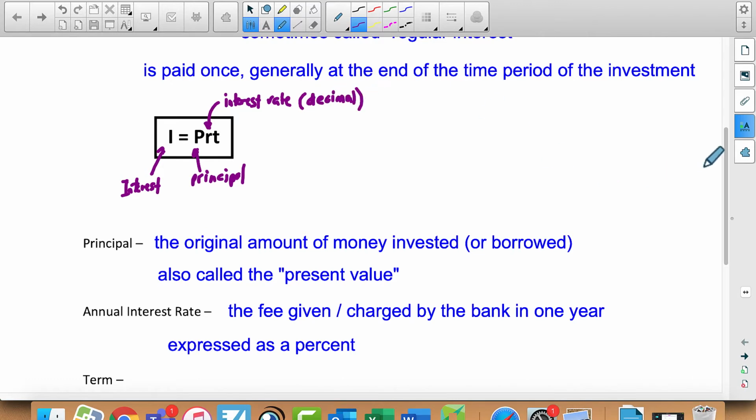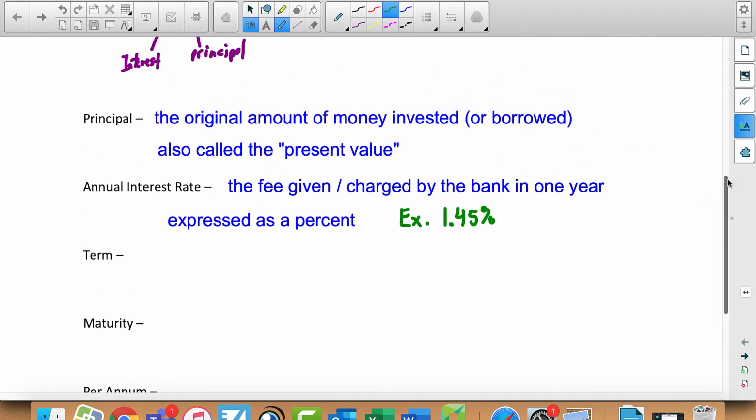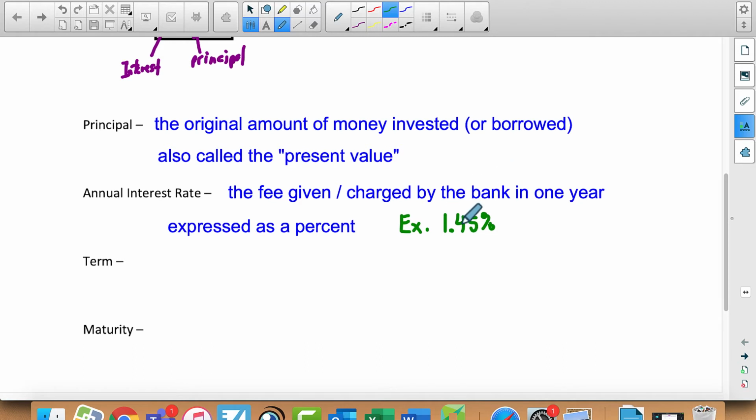So let's just take a second and talk about that. Let's say that they told you that the interest rate was 1.45%. That's, believe it or not, a bad interest rate for a savings account. So if you were going to put it into the formula above, you would not put 1.45 in. You'd need to change it to a decimal. Now I know you're saying, but wait a minute, it already has a decimal. I know. You basically have to get rid of the percent. Do you know how to do that?